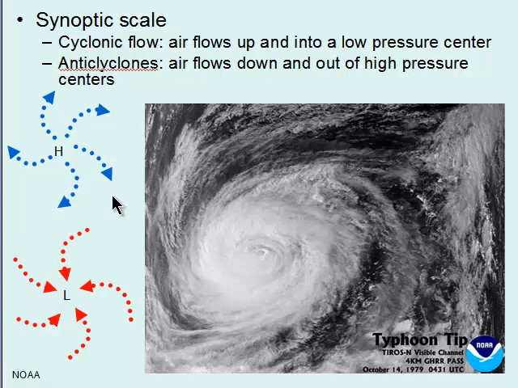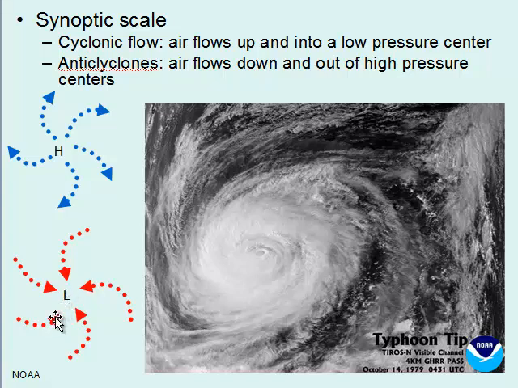So we have down and out around anticyclones, where we have air sinking, clear conditions, whereas around low pressure systems it's going in and up, and we end up having winds and we end up having cloud cover, precipitation as a result of that air rising, cooling, condensing, and forming clouds and precip.